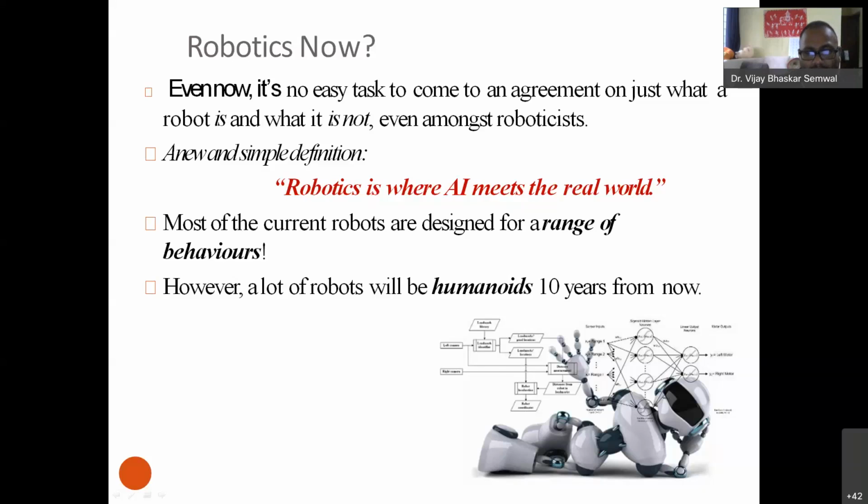However, a lot of robots will be humanized within 10 years from now. So far, we already have plenty of humanized robots which have working capability. But within the upcoming 10 years, we can have numerous humanized robots. That is what the future of robots is. You can see that a robot has a brain-like structure, a neural network, which has thinking capabilities. The robot is thinking also.